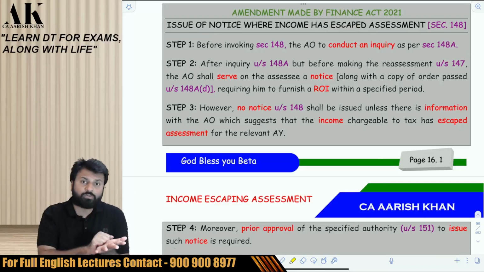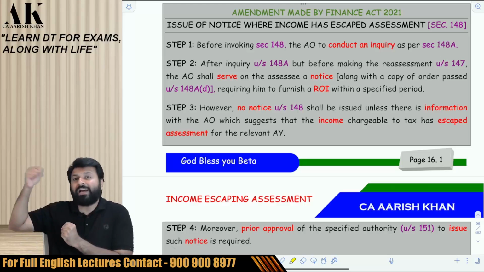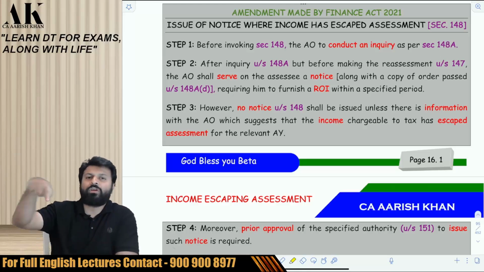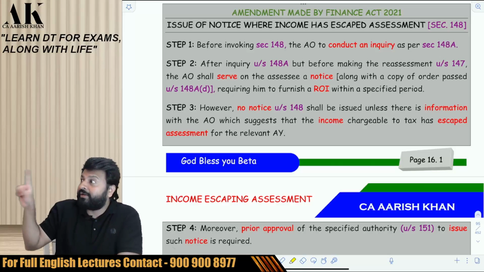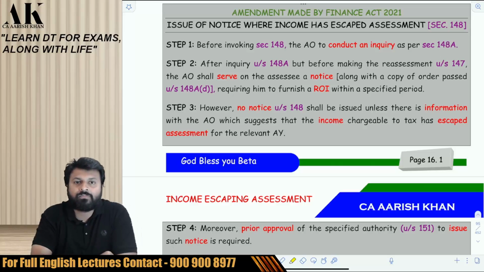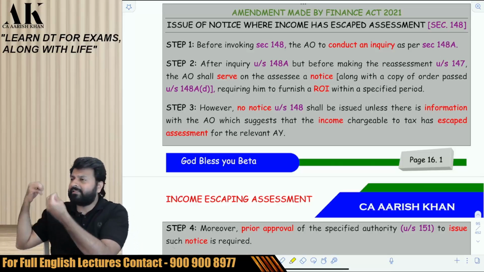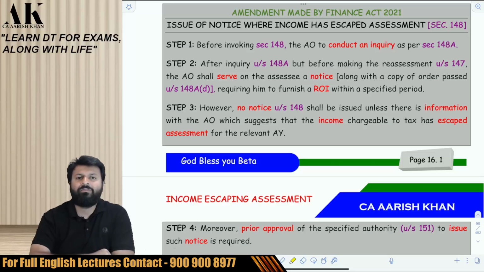So he has to send the notice to file, making you file an ITR. But before doing that, he has to send one more notice to the assessee. That is a show cause notice, asking the assessee to give an opportunity of being heard: why 148 notice should not be sent against you. If the assessee gives a positive reply, then leave the assessment there itself. And if the assessee gives a negative reply, then go ahead with 148 notice.